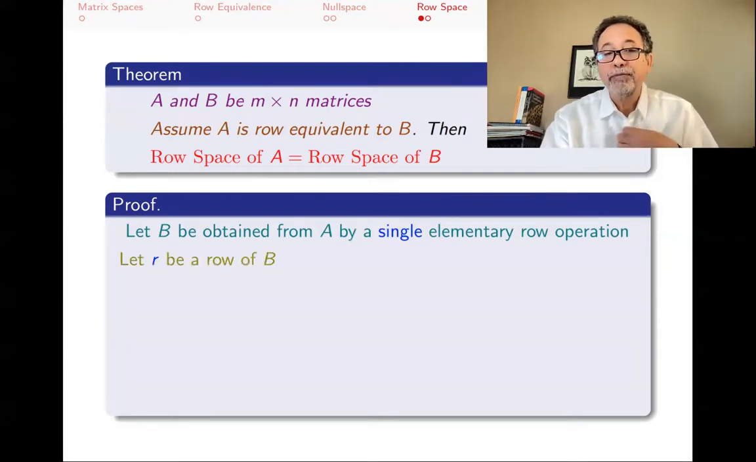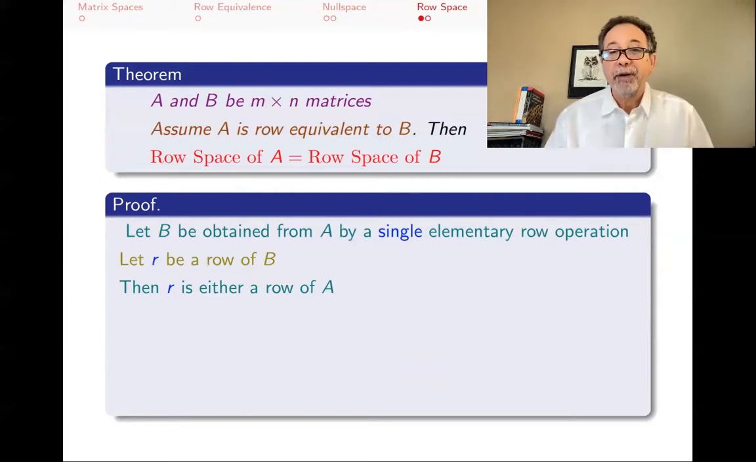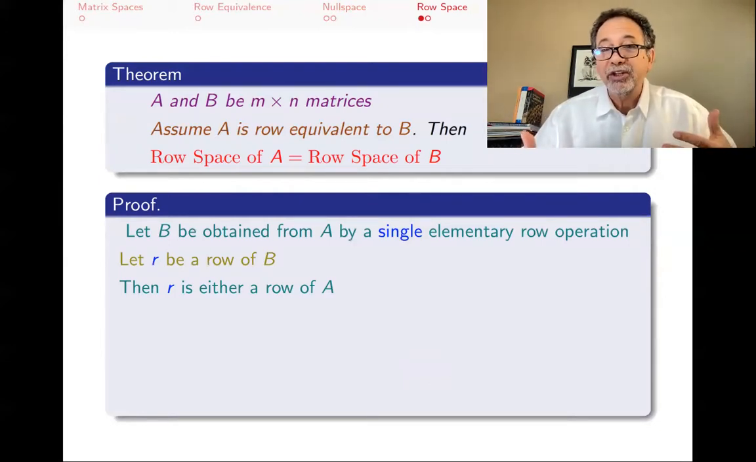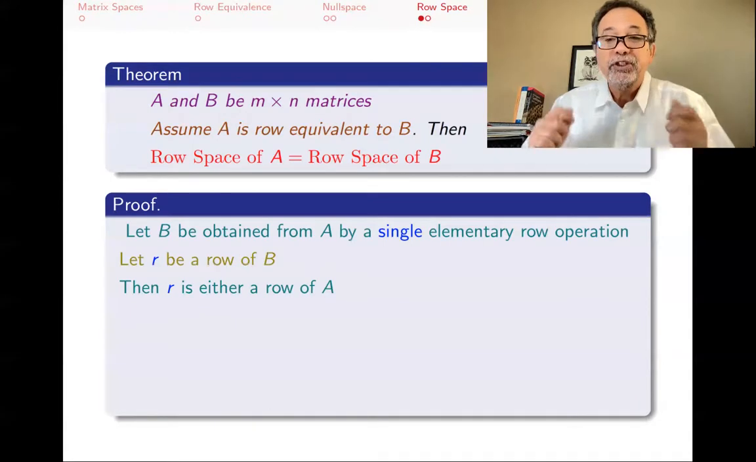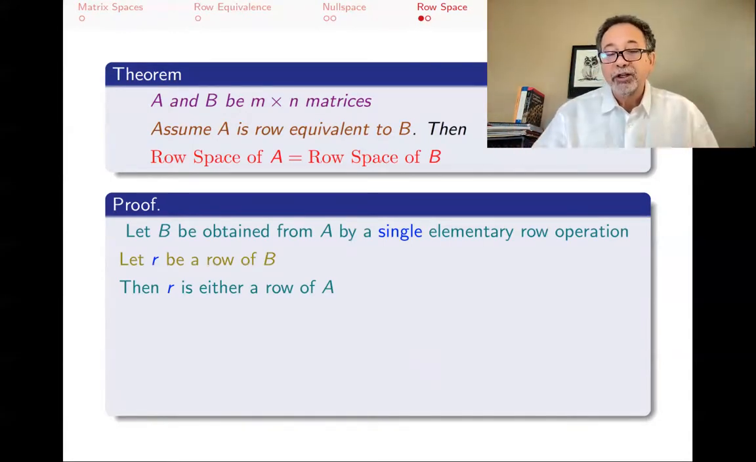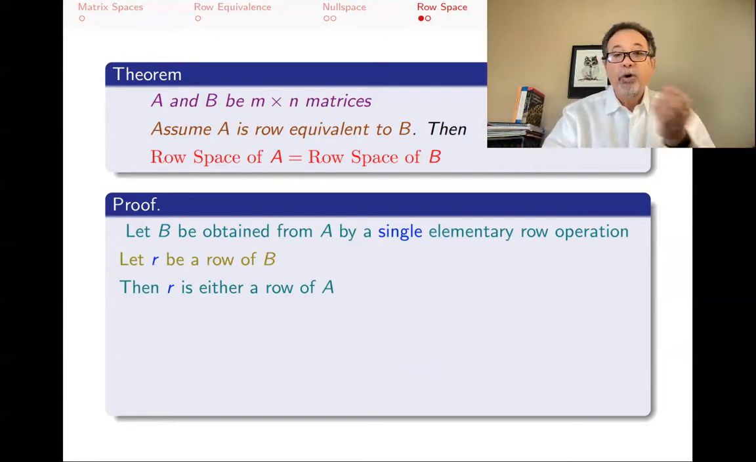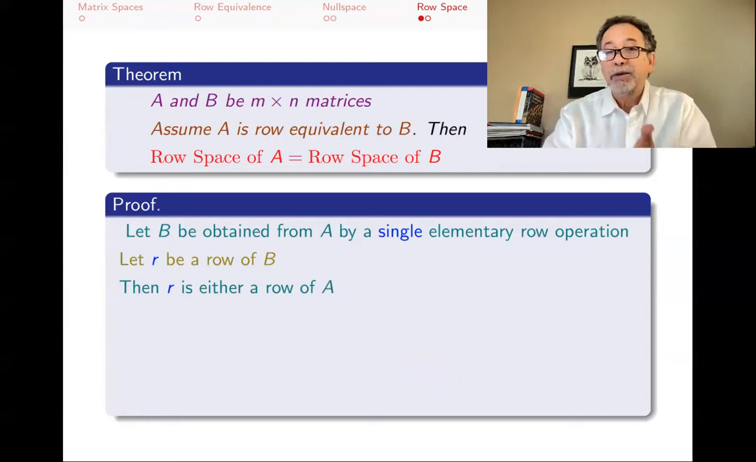Let R be a row of B. Then R is either a row of A, because when you do one elementary row operation, plenty of the rows of A don't change. In fact, even if you do the first type of elementary row operation, when you switch the rows, the rows don't change. The rows are in a different order, but it's the same rows. So that row of B that you're looking at could be a row of A.